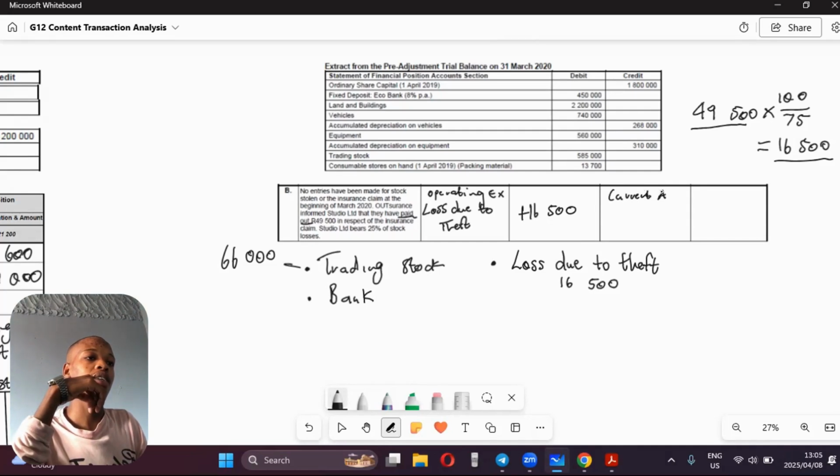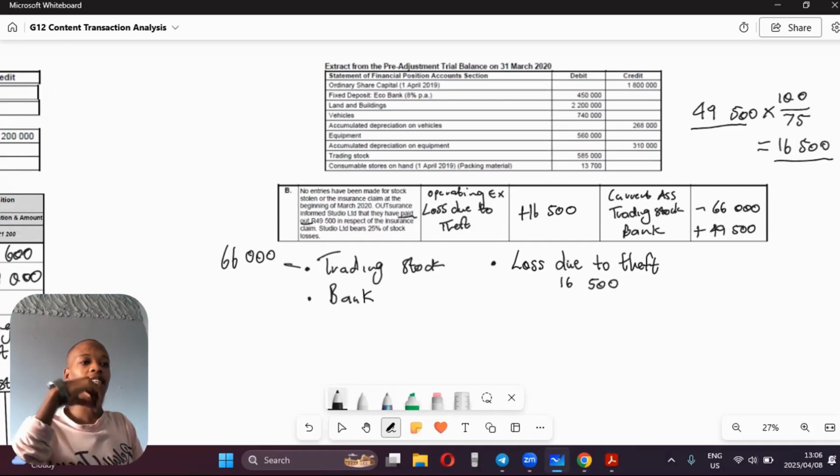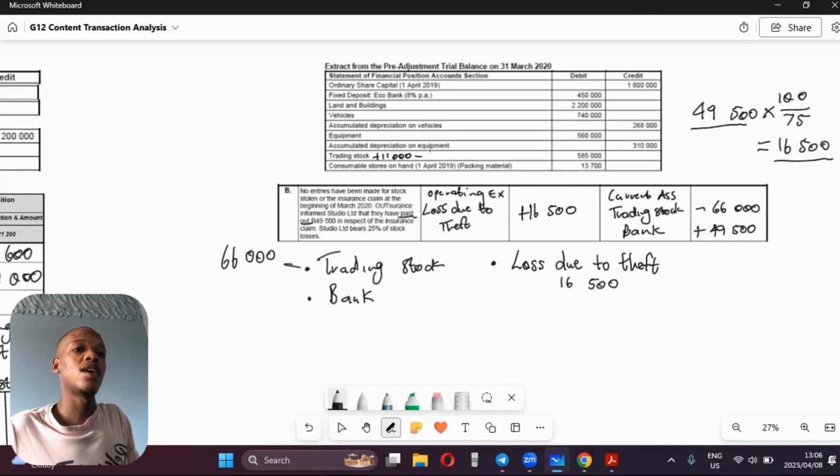And then now it's going to be current assets, by which account? By trading stock and bank. So bank is going to be added by how much? 49,500, and then trading stock is going to be deducted by 66,000. That is that. Now let's go to trading stock. Remember, trading stock we've already added from the previous adjustment. We added 11,000. Now we are deducting 66,000.